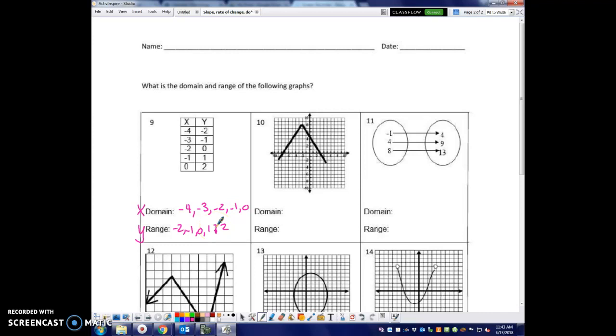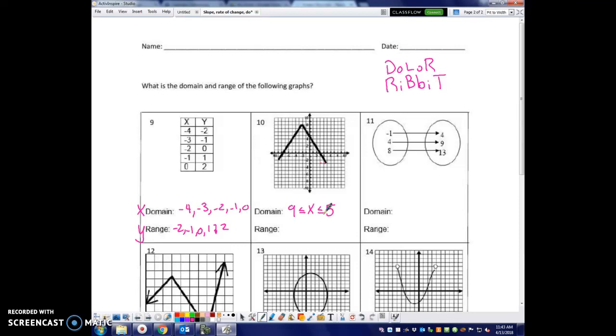So now I want to look at number 10 with you. Okay, so domain is how far left and right. Remember that one supplemental aid? Okay, domain left to right, range bottom to top. So domain, start all the way to the left, you have -9. And it goes all the way over to 1, 2, 3, 4, 5. And we know domain is x. Now, is this touching -9? Yes, it is, so we put the line underneath. Is this touching 5? Yes, it is, so we put the line underneath.